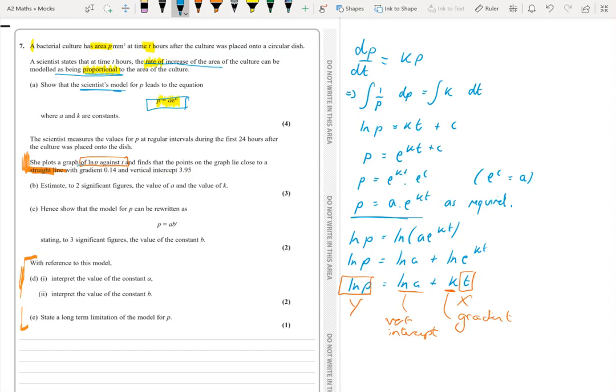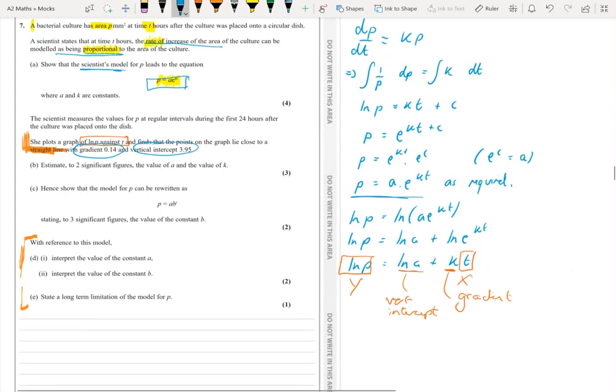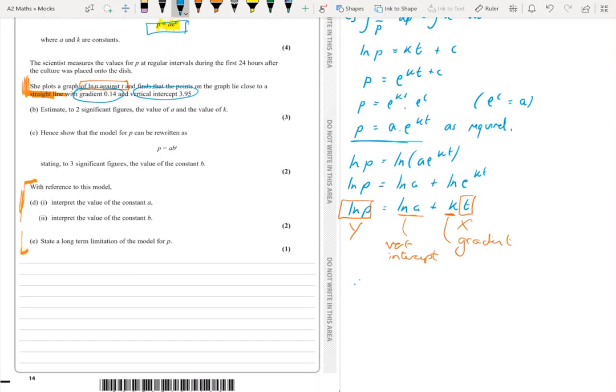She's got a gradient of 0.14 and a vertical intercept of 3.95. So, k is the gradient, so therefore k is 0.14 directly. Ln a is the vertical intercept, so ln a equals 3.95. Therefore, a is e to the power of 3.95, and on your calculator, that gives you approximately 52.